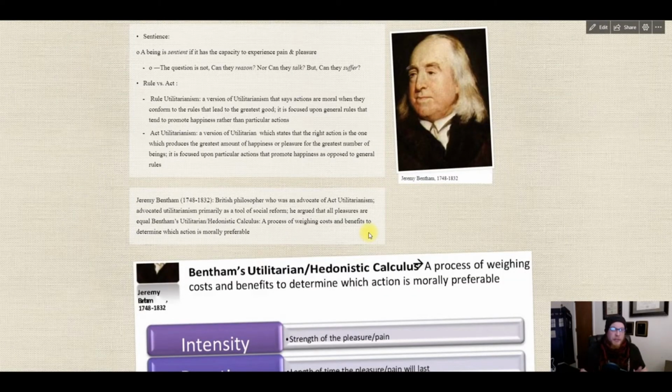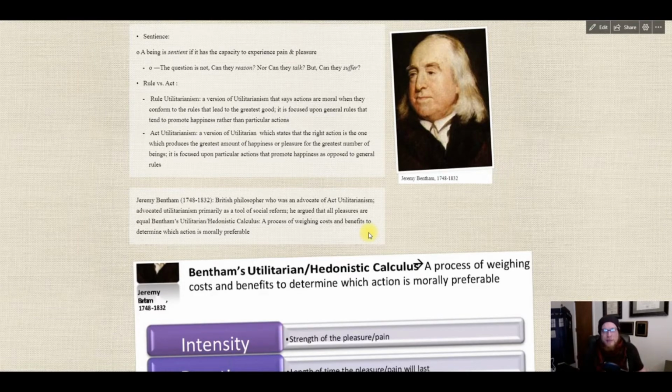Utilitarianism can be split into basically two kinds: rule utilitarianism and act utilitarianism. Rule utilitarianism says that actions are moral when they conform to the rules that lead to the greatest good. So we start with some basic principles, and we say, these are things that we can and cannot do. On the other hand, act utilitarianism says the right action is the one which produces the greatest amount of happiness or pleasure for the greatest number of beings, period, whether or not certain rules are violated, because those rules are not in place.